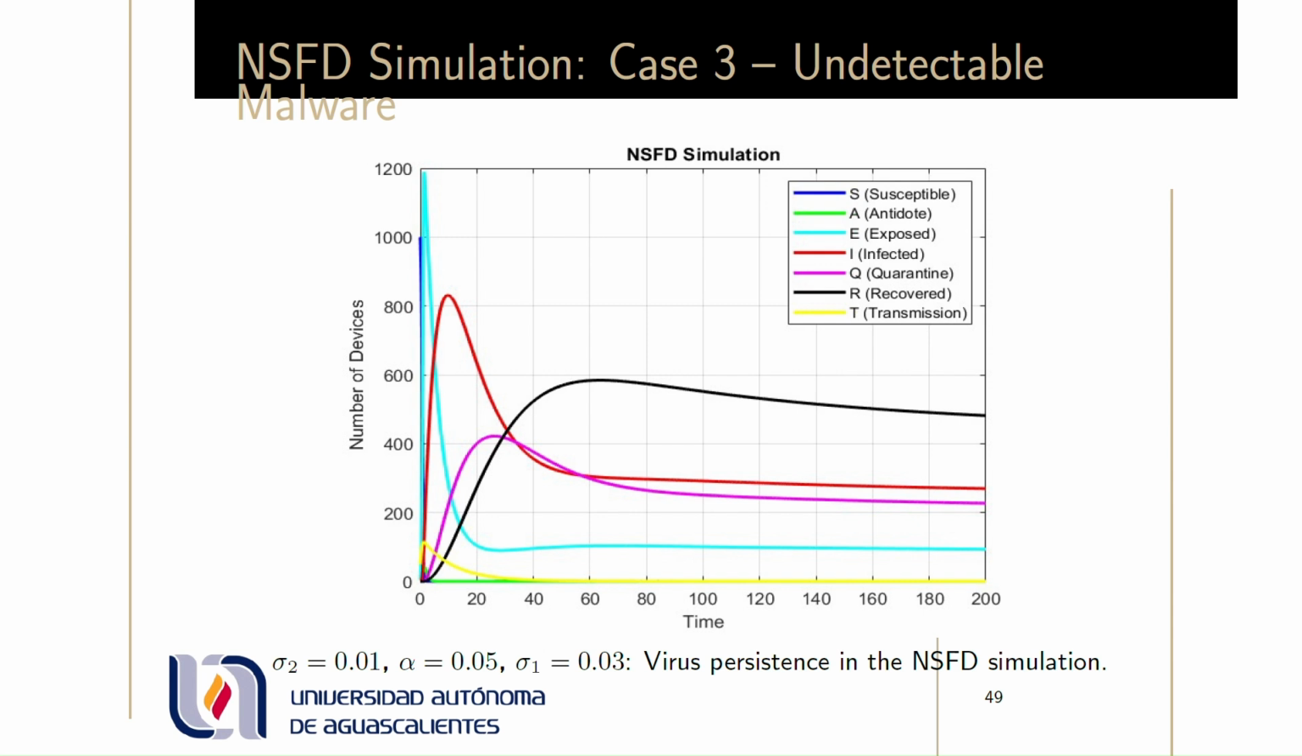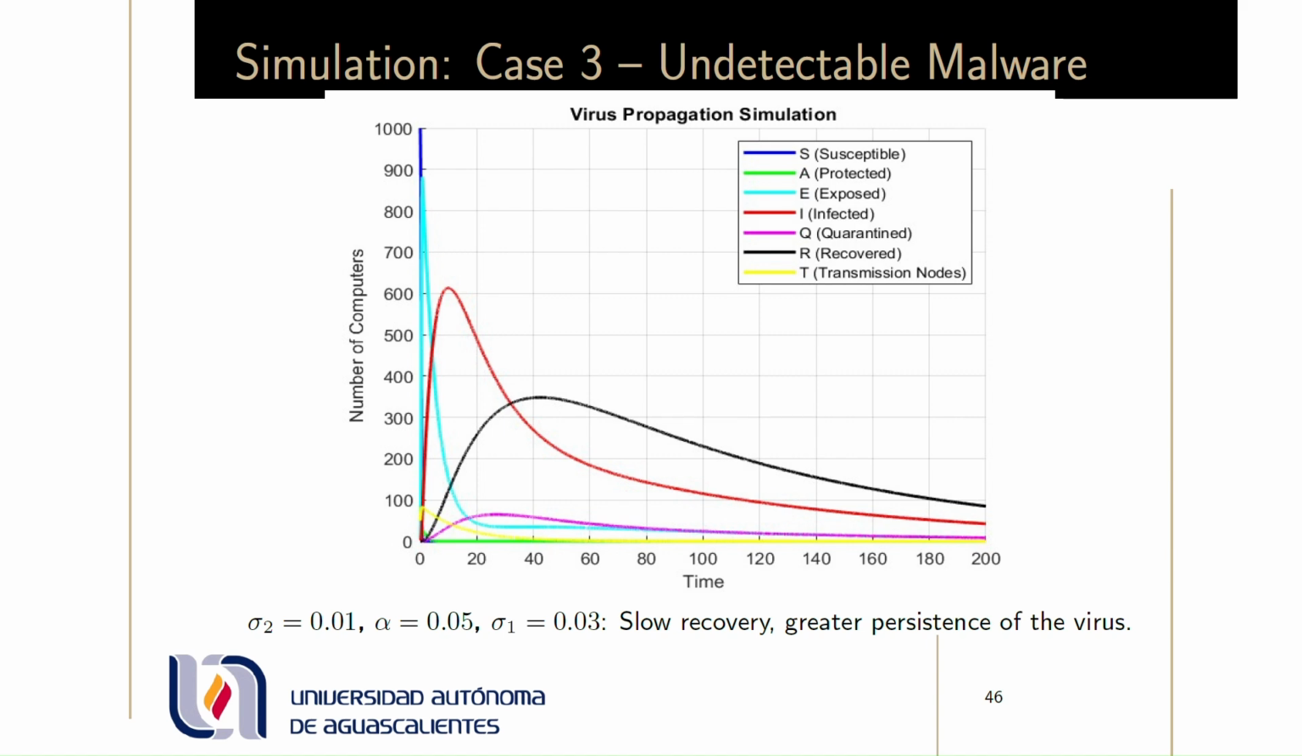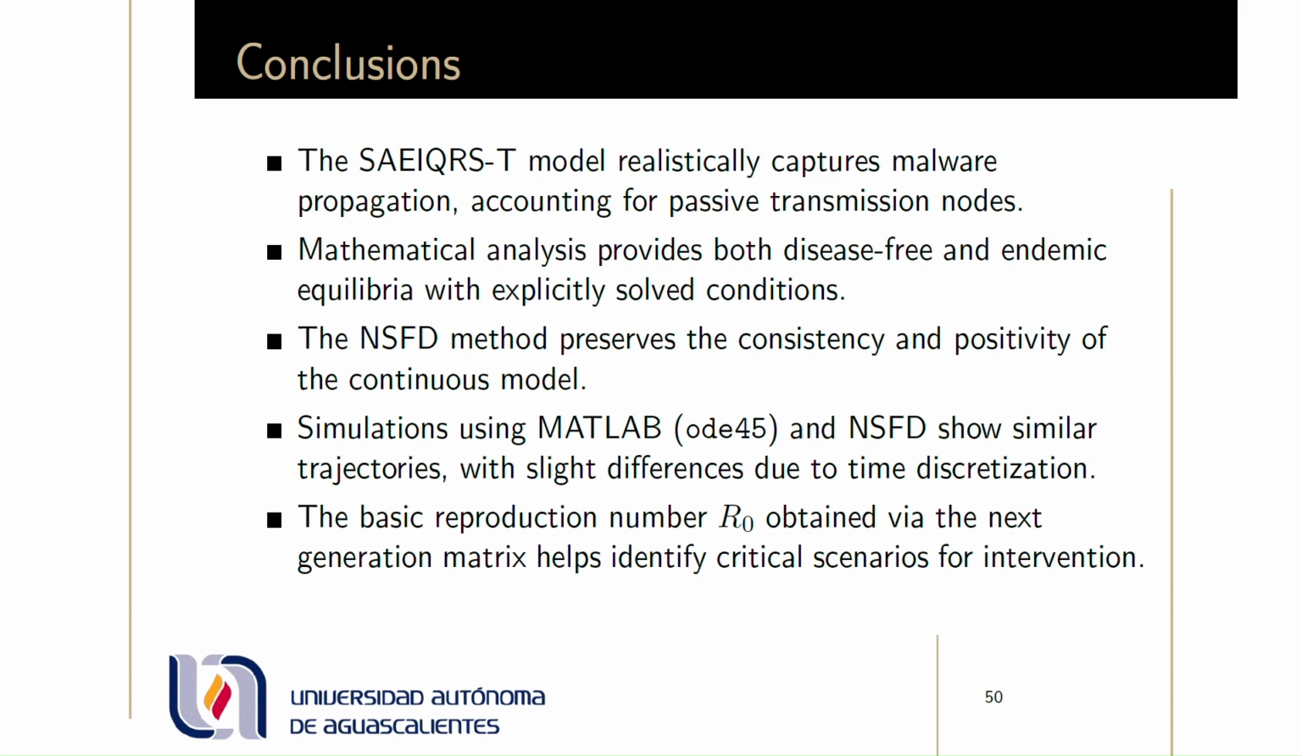This simulation shows how the undetectable virus behaves over time under NSFD. It remains in the network longer, with lower recovery and high persistence. We obtained similar results. For simulation case 3 with the other method, the undetectable malware obtained this graphic, and we obtained this graphic in the NSFD simulation. It's a similar result, not equal, but similar.